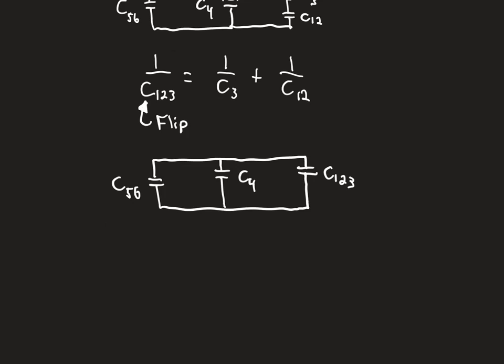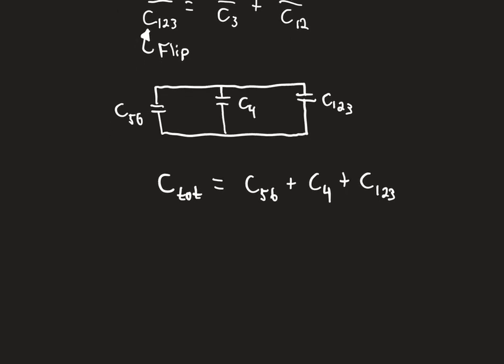And then how do I combine these? Just straight up add them. So C total is C56 plus C4 plus C123. And then I have one capacitor. Okay? If you follow this procedure, then you can do more complicated questions where we might ask you to solve what's the voltage in every capacitor in the circuit and what's the charge in every capacitor in the circuit.